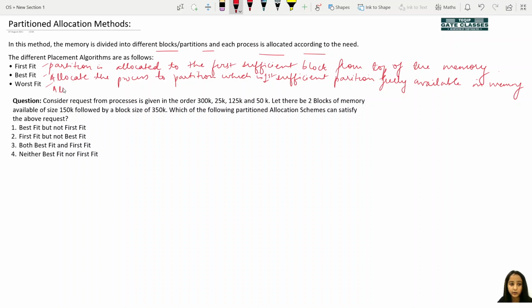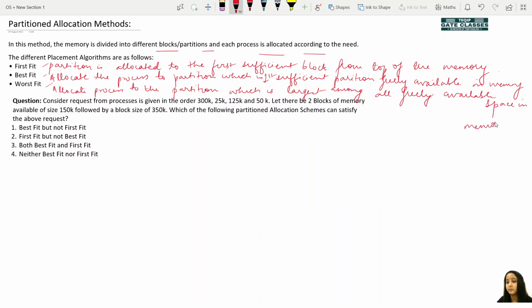And third is worst fit. So here we allocate the process to the partition which is the largest among all freely available space in the memory.